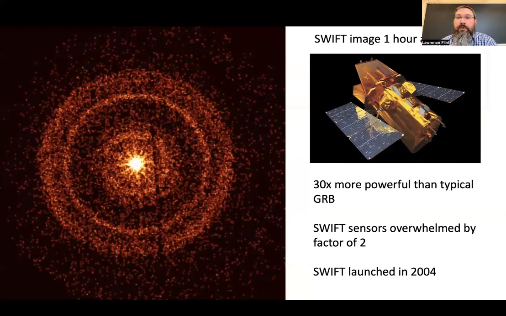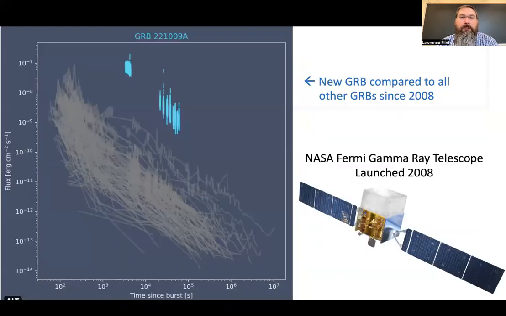So it turns out that most gamma ray bursts have a particular amount of energy. Some are barely detectable, some are pretty strong. The sensors on board the Swift Gamma Ray Observatory have a minimum sensitivity, but they also have a maximum energy that they can take before you overwhelm the sensor. And the sensor was overwhelmed by a factor of 2. The Swift Gamma Ray Observatory has been in orbit and in operation since 2004.